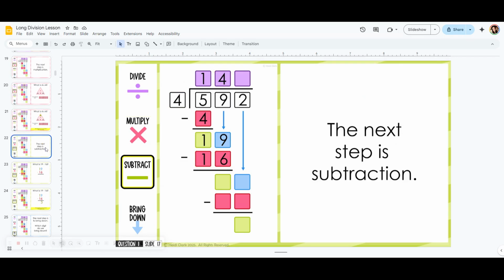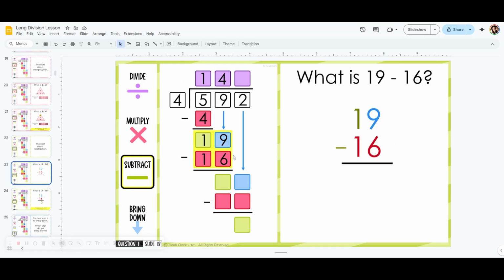Our next step is to subtract. So I want you to think about what numbers are we subtracting here. We're going to do 19 minus 16 to see what's left over, because before we move on to the next digit, we have something left over because we never hit 19 exactly. We couldn't quite get there. We got to 16, which means there's something left over that we want to keep as we move on to the next digit. And that's a 3. 19 minus 16 is 3.